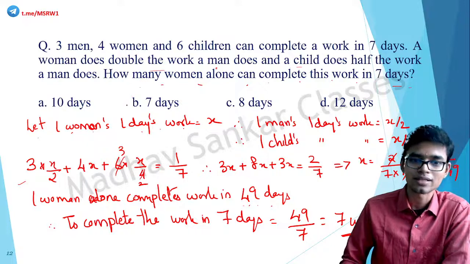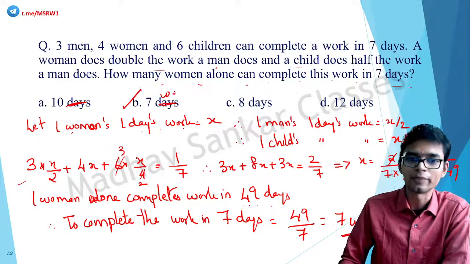So here the correct answer is B. Okay, the unit is again wrong here. It should be 7 women.